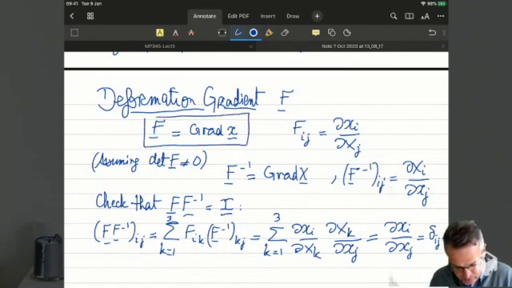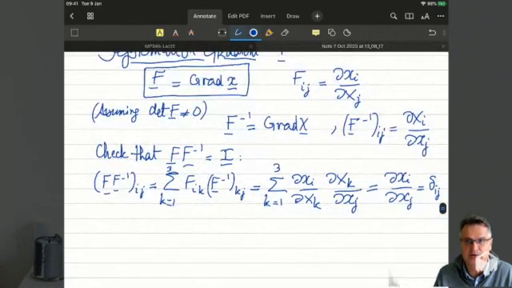So I had to introduce the deformation gradient because it's the tensor that gives you the link between reference and current configuration. And it gives you a lot of information about what's going on inside the body at the infinitesimal level.